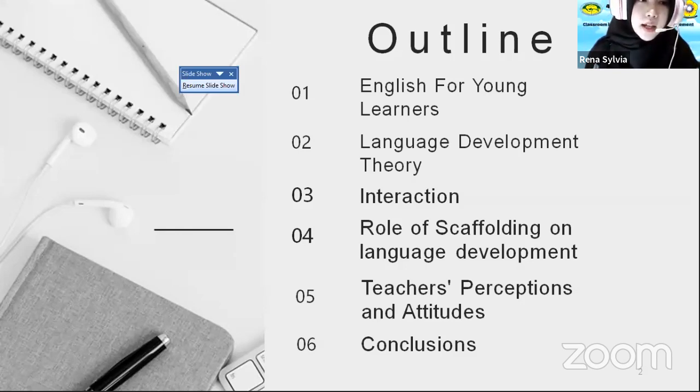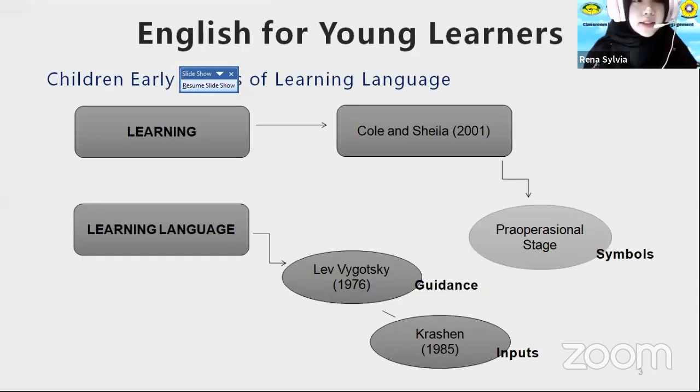The question will be, is it possible that the online classroom interaction between young learners and the teacher can be successful during the online interaction? And then what kinds of scaffolding can be used by the teacher in online interaction? We have to mark the word online here. And then what are the perception and attitudes of the teacher toward the scaffolding during the online interaction for the children? Okay, then let us begin the explanation about it.